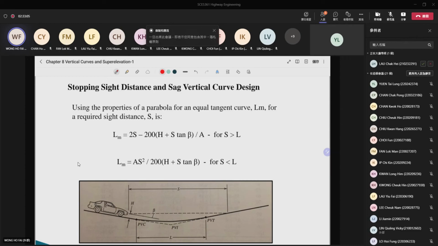However, if it is at night time, then it depends on the light of the vehicle. Here, you can see that there's a beta. It is the angle between the light beam of the vehicle and the horizontal. So you can see that it is beta.